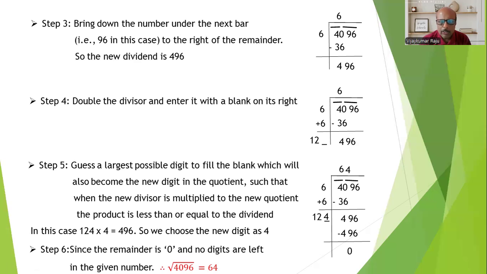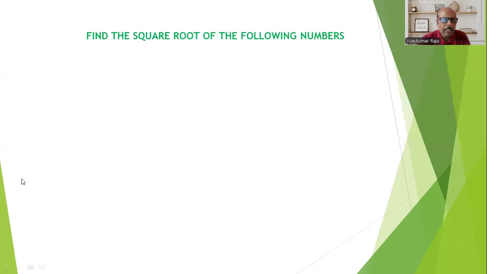Okay. Hope I am clear. The video is at your disposal. You can go through it 2-3 times till you get to know the method, the steps. If the steps are clear, things will be fine. Okay. Now let us take a few examples. Find the square root of the following numbers. One by one, we'll try it out. Let me take a first number. Say, let me take a big number.